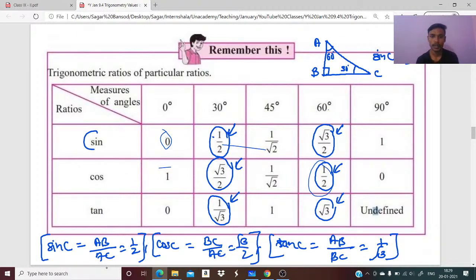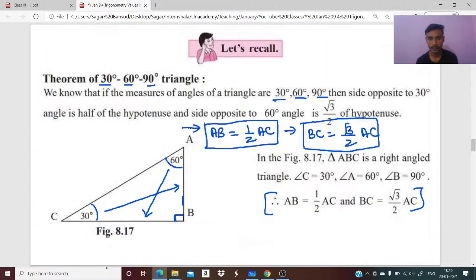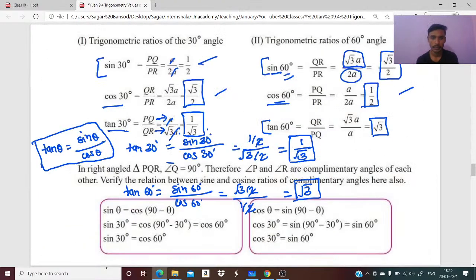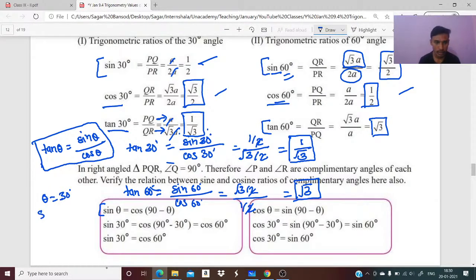Okay, so in this way we have found out the values for 30 degree and 60 degree. You can also check from here that sine theta is equal to cos of 90 minus theta, right? So if theta is equal to 30 degree, then sine 30 degree will be equal to cos of 90 minus 30, that means 60 degree.